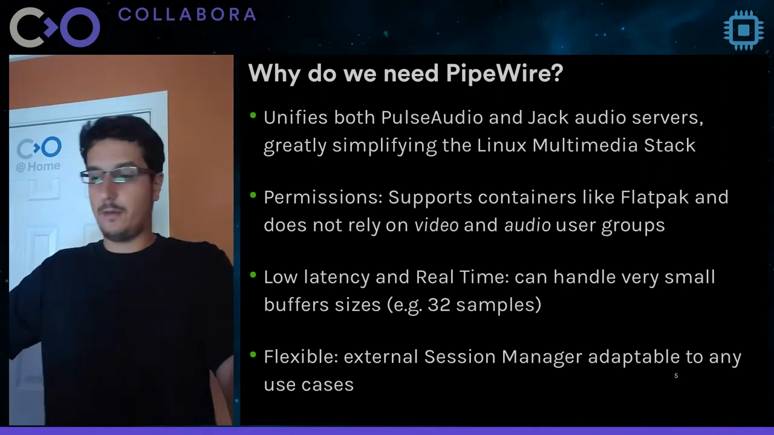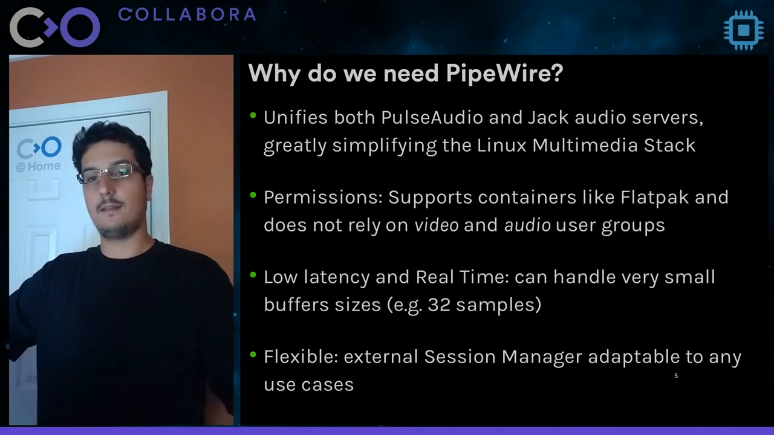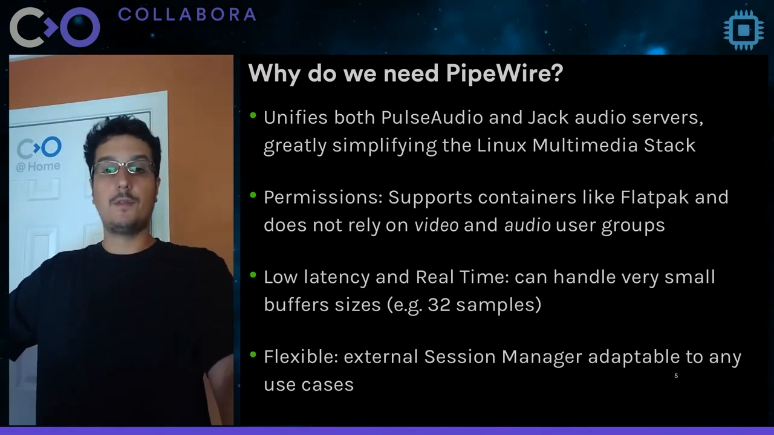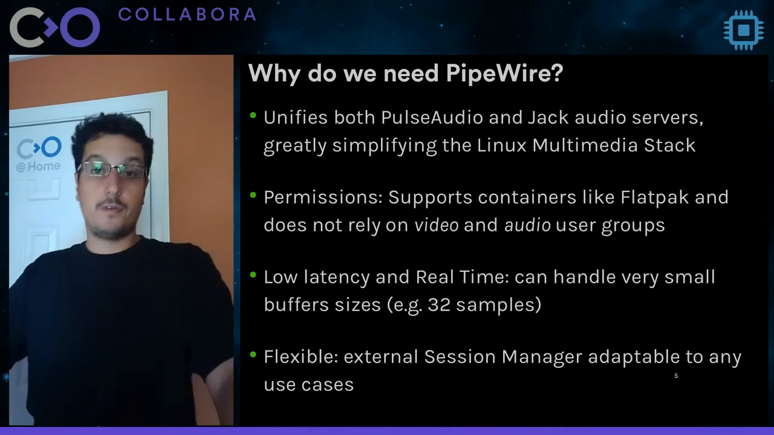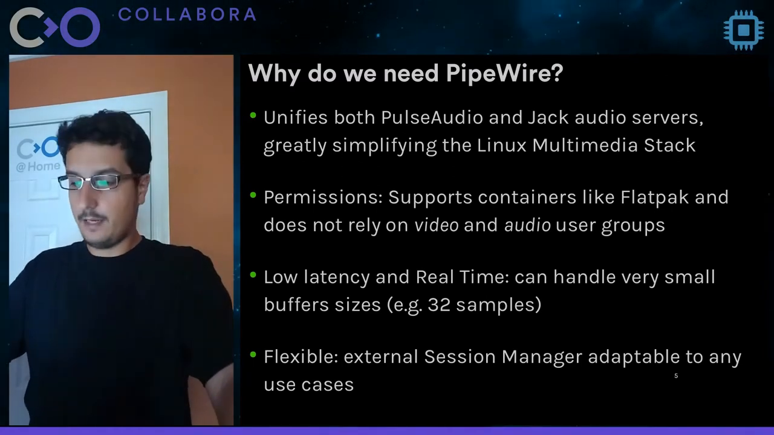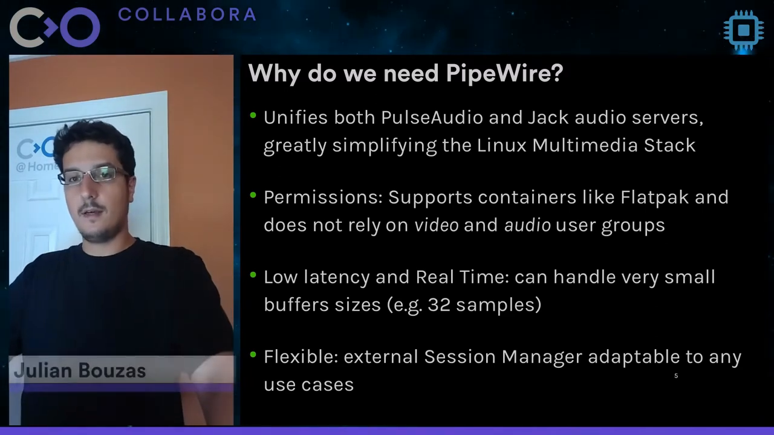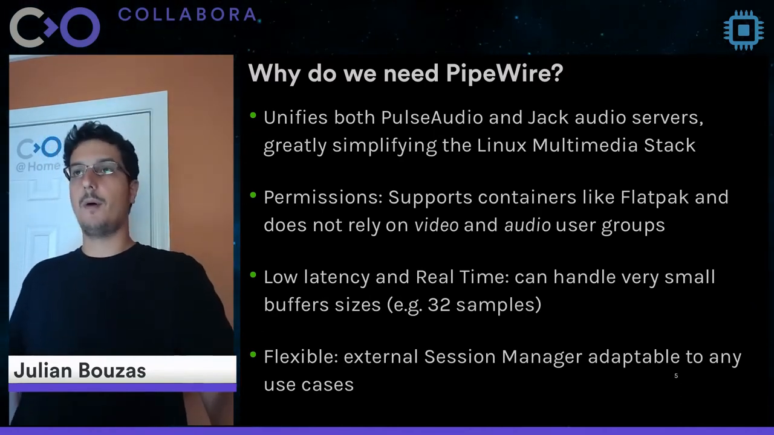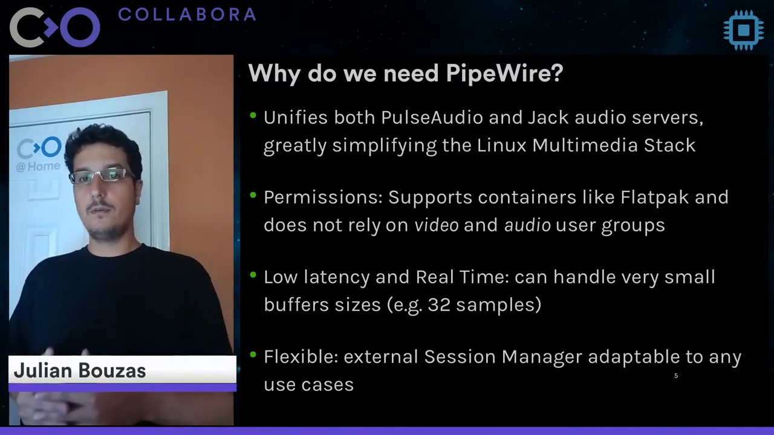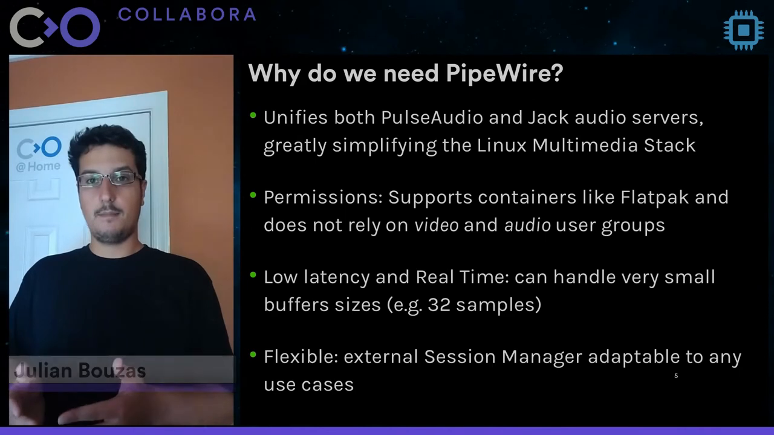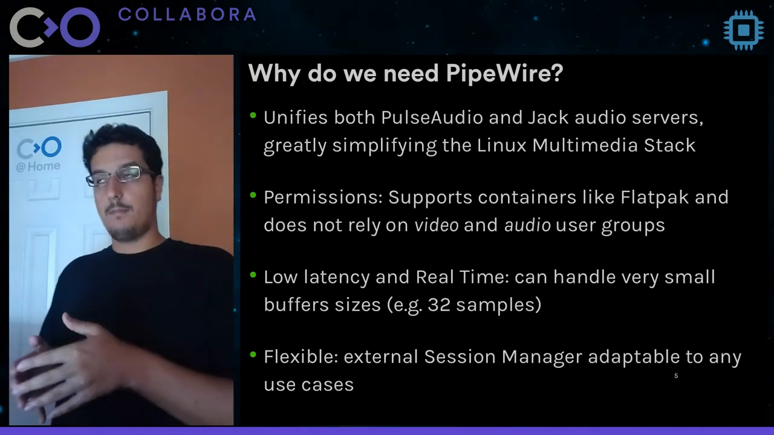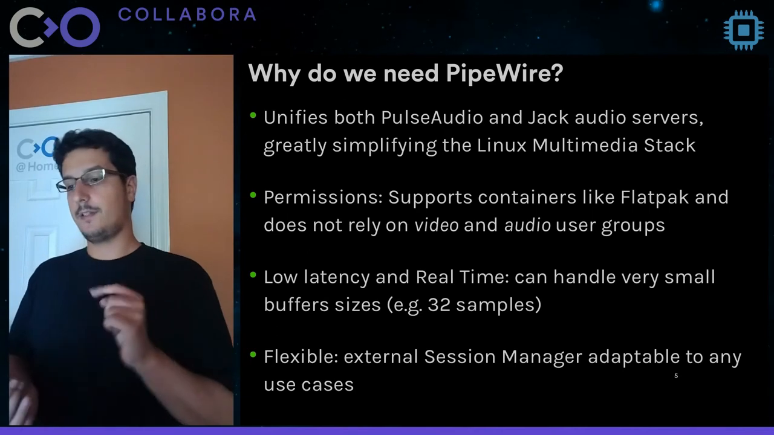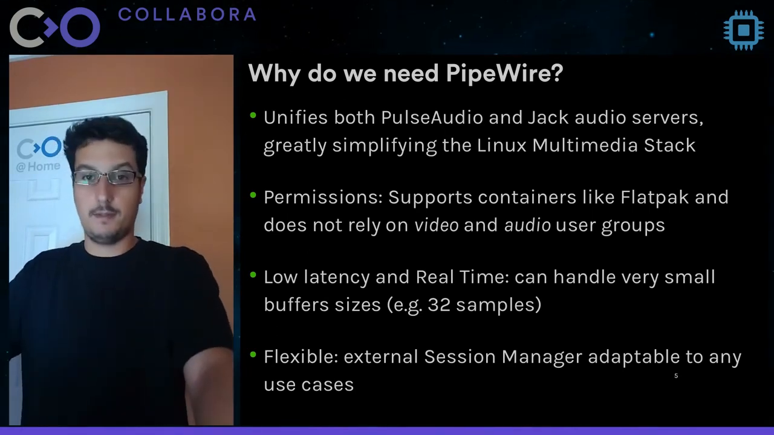The third point that PipeWire wants to address is low latency. PipeWire is low latency and real-time capable, and it can handle very small buffer sizes of up to 32 samples, which is only 1 or 2 milliseconds of latency. Not even JACK can do that. And last but not least, it's flexibility. PipeWire is very flexible because it exposes an API for users to write their own session manager and basically tell PipeWire how to behave based on different use cases and scenarios. So basically we have simplicity, security, performance, and flexibility.